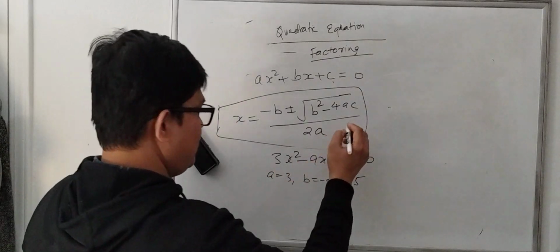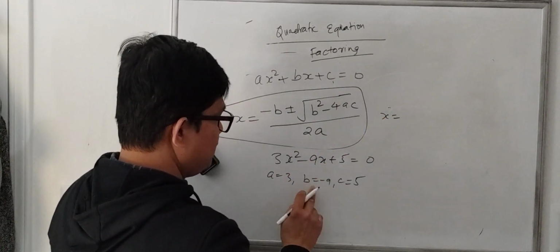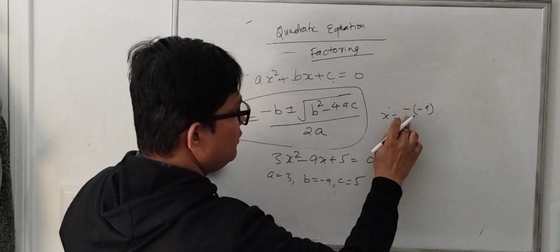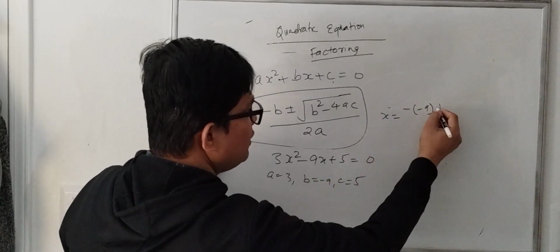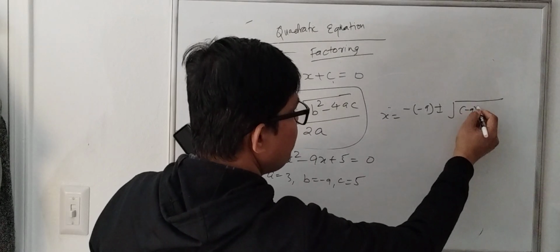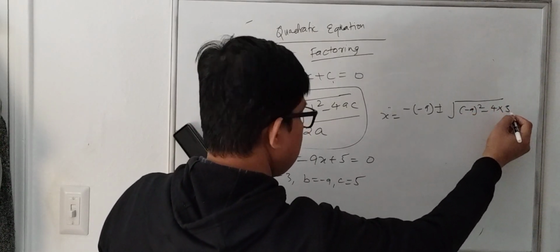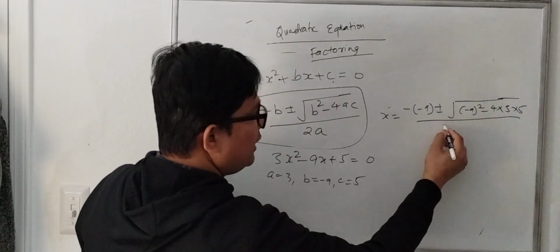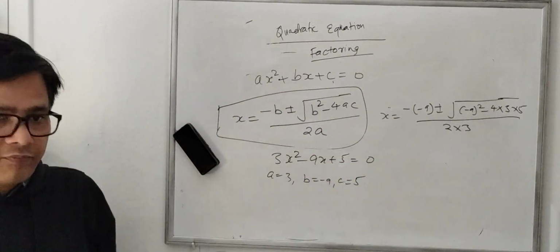Apply this formula and make sure we are not making any mistake here. So minus B, and B is here. B is minus 9. Okay. Plus minus square root of B square. B square means minus 9 square. Minus 4, A is 3 and C is 5. Divide by 2 times 3. Correct? All the values are okay.